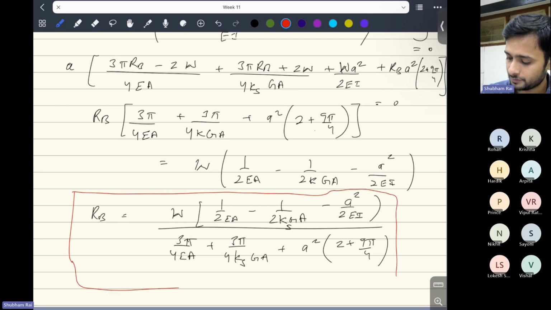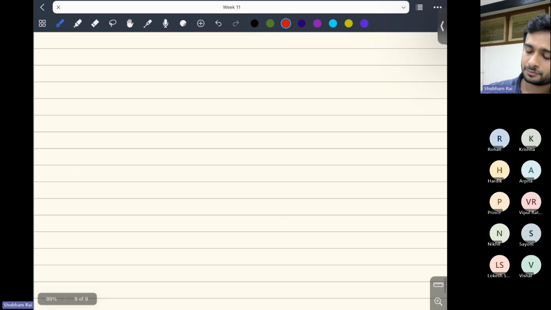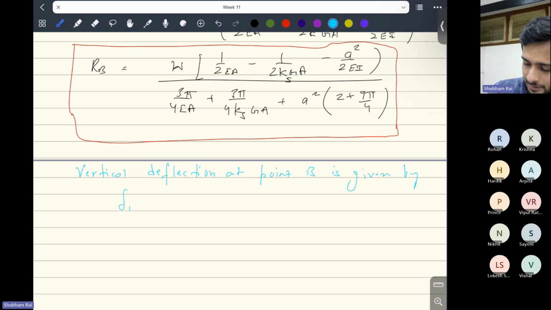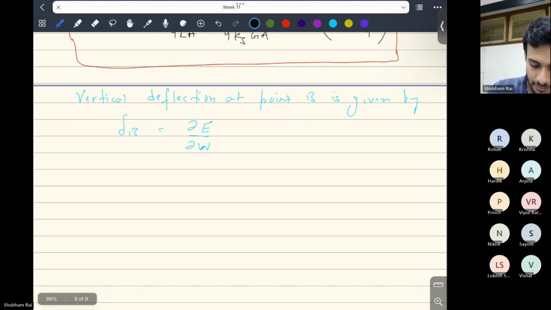The procedure is the same. Once you have the expression for RB, F theta and M theta, nothing is difficult. Now for finding vertical deflection at point B, that is given by, tell me what will be the expression? So del at B, and that should be del E by del W, right? And if you do that, finally you will get this thing, 0 to 3 pi by 2.